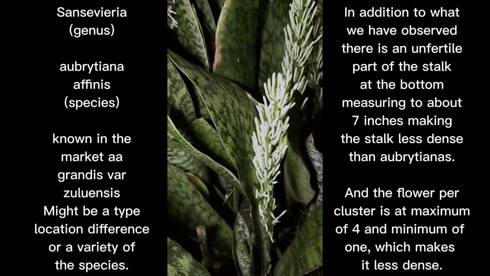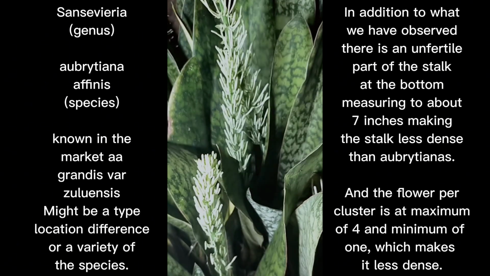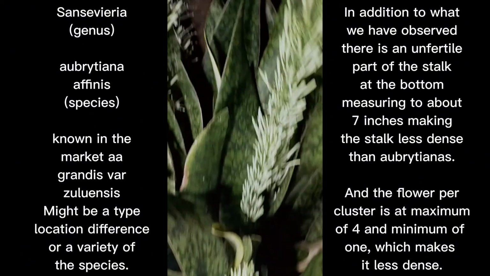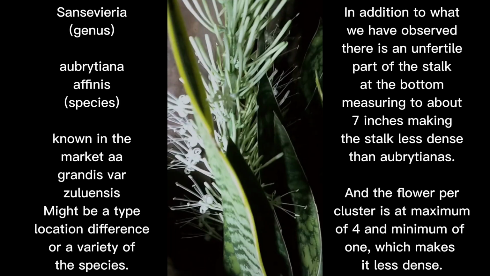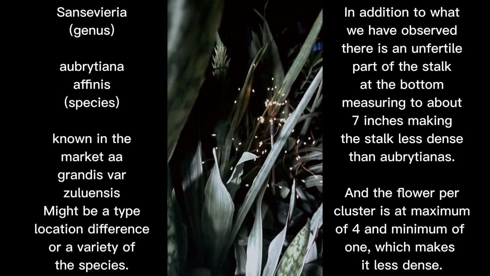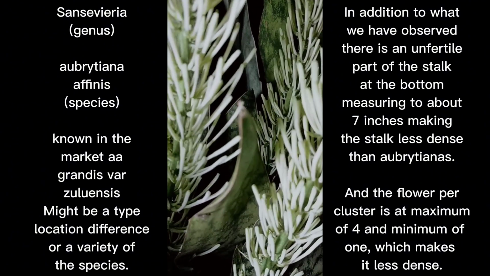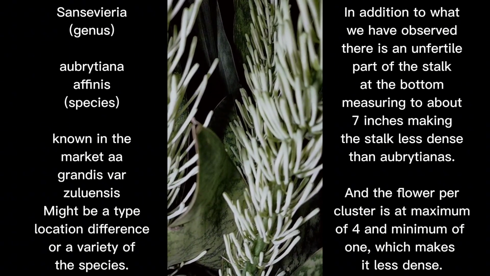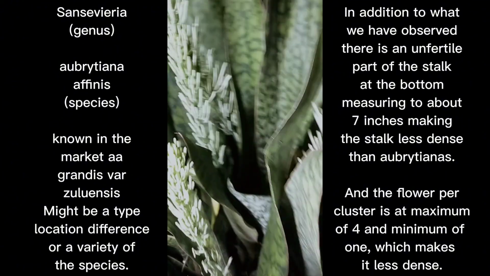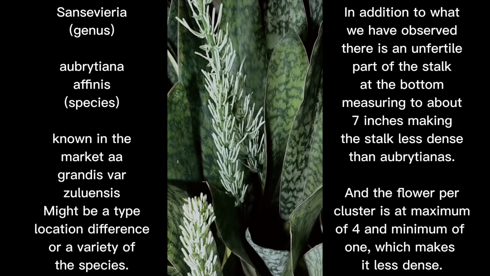So aside from that, the flower tubes are greenish in color, and I think the flower cluster, if we can count, I'm seeing 4 on there. I'm checking other clusters, especially these ones. I'm seeing 4 to 1. So that's all the data that I can get from the inflorescence of grandis zuluensis.